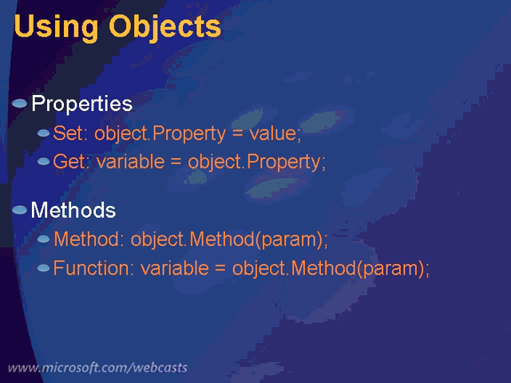Now, we also can define methods as well. And these define actions that the object can take. And so when we specify an action, these are defined as methods or functions. Methods are invoked that don't contain any return values. Functions are defined for code that returns a value.